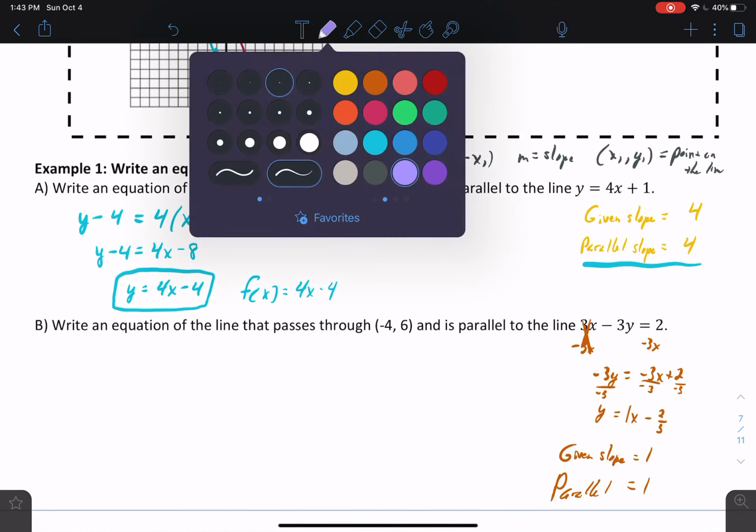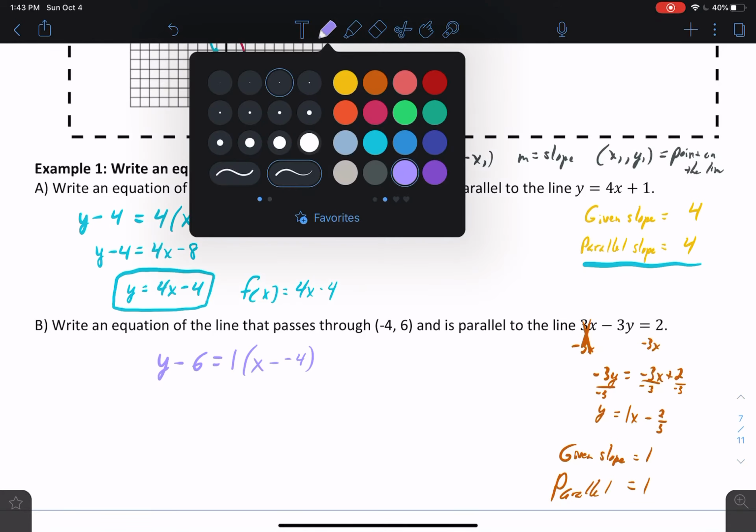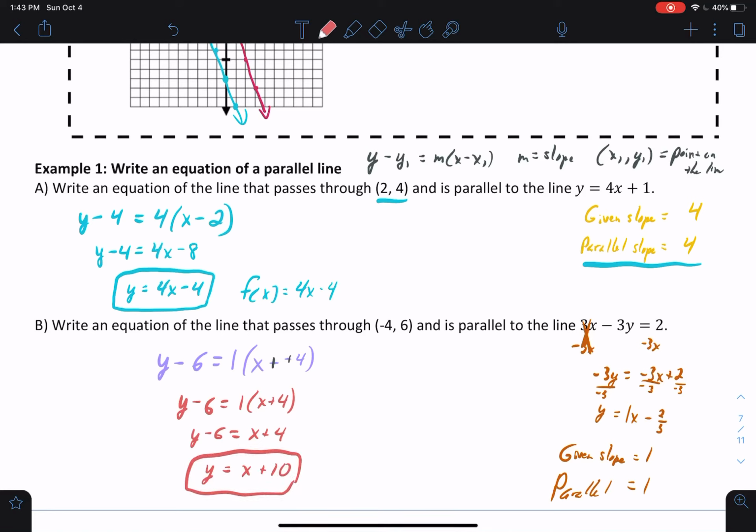Now use point-slope form. We have y minus the y coordinate, which is 6, equals the slope that I want, which is 1, times x minus the x coordinate, so x minus negative 4. Remember, minus a negative is the same thing as plus a positive. So this is going to be y minus 6 equals 1 times x plus 4. Distribute the 1, nothing's going to change, it stays x plus 4. So y equals x plus 10. That is the equation of the parallel line to my given line, and it also goes through (negative 4, 6).